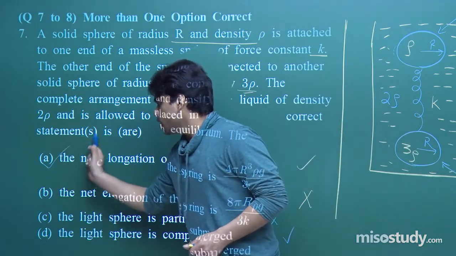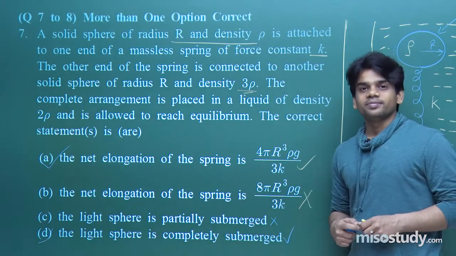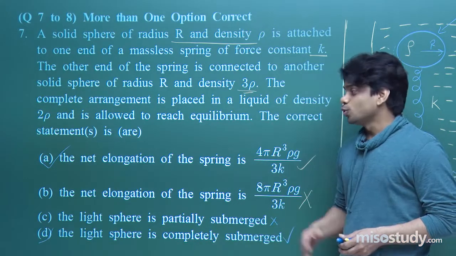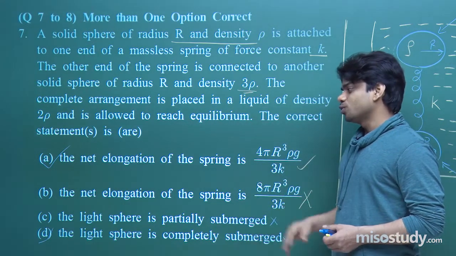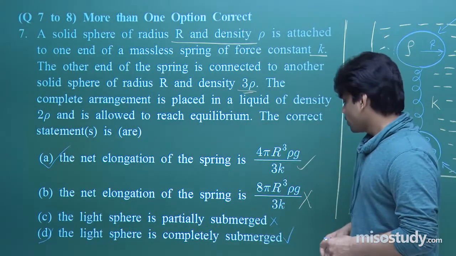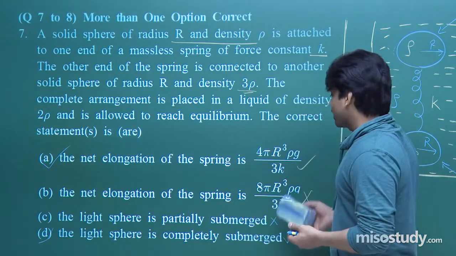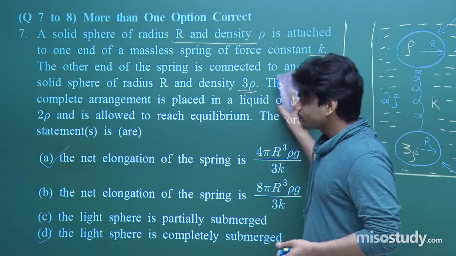So options A and D are the answer for this. So you have to choose A and D, and you're getting plus 4 marks. If you choose A, D and any one more option, then you're getting an incorrect answer. Only two options will actually be the correct answer as per the given options. You can check logically also.